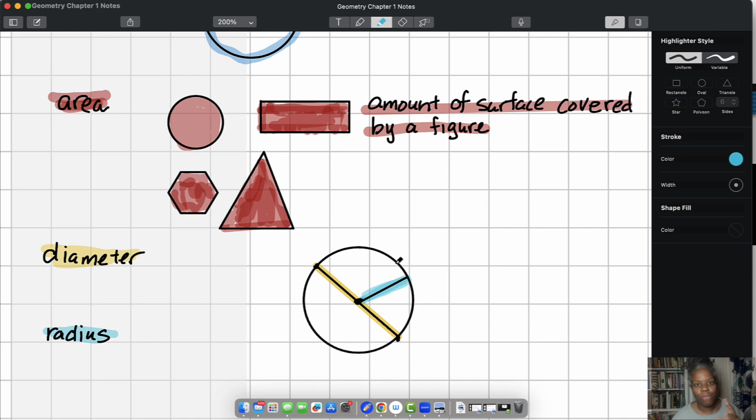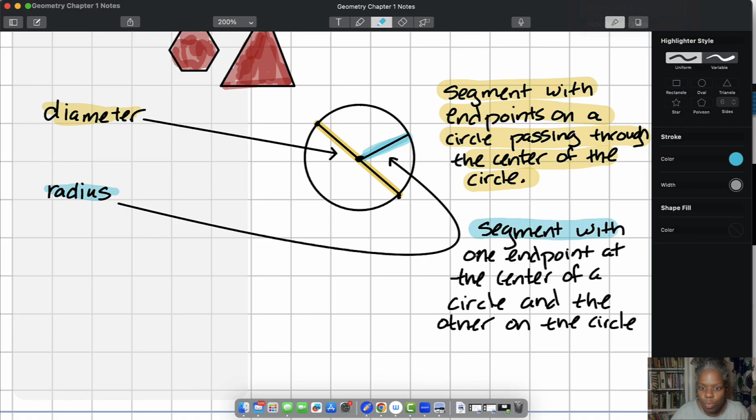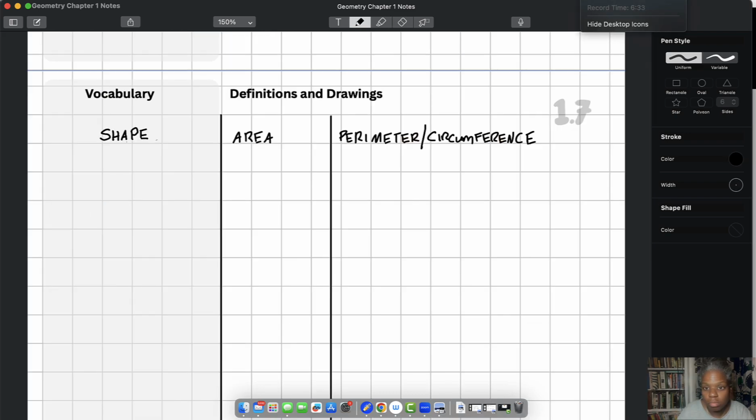And that's it for our vocabulary words, but we're going to have some formulas that I want you to make sure and copy down. So again, a diameter is just a segment with endpoints on a circle that passes through the center of that circle, and a radius is just a segment with one endpoint at the center of the circle and the other one on the circle itself. All right, let's get into these formulas.